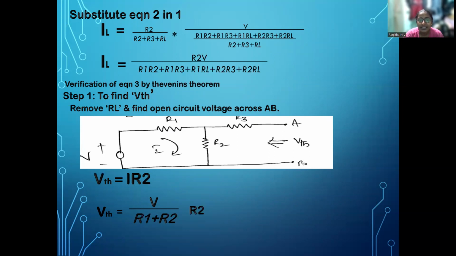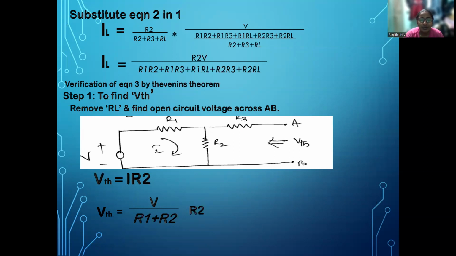Then we cancel R2 plus R3 plus RL from both sides. Then we get IL is equal to R2V divided by R1R2 plus R1R3 plus R1RL plus R2R3 plus R2RL. Verification of equation 3 by Thevenin's theorem.